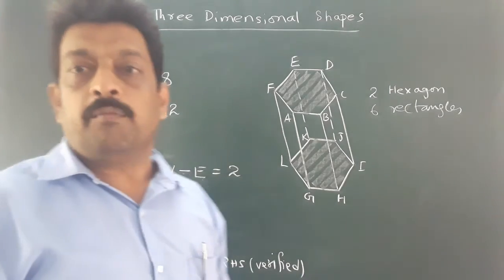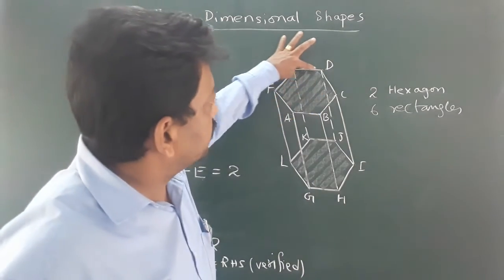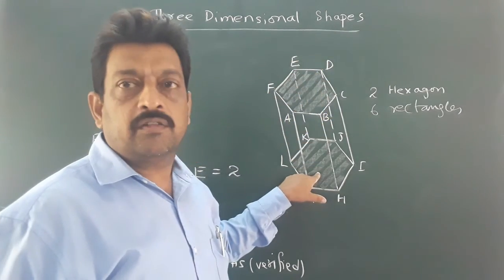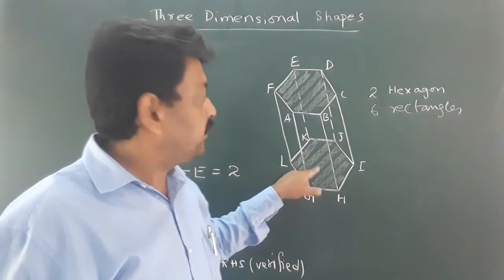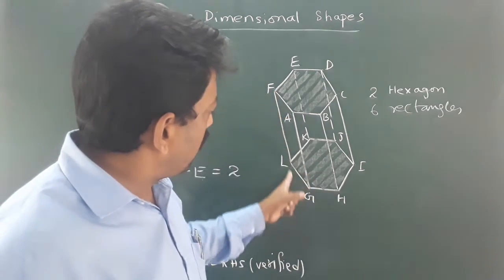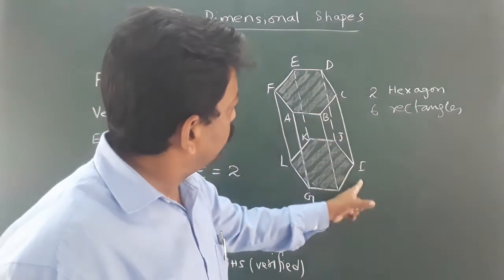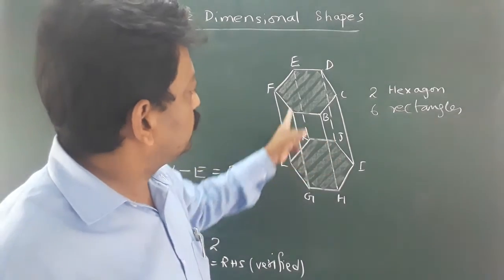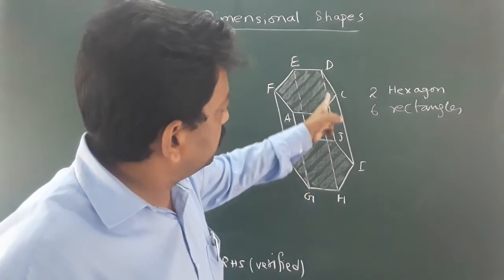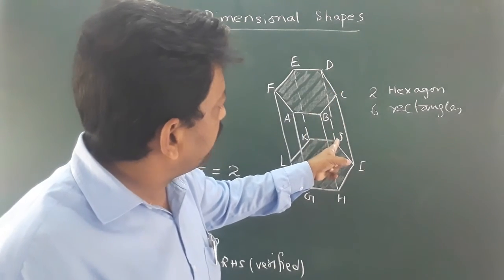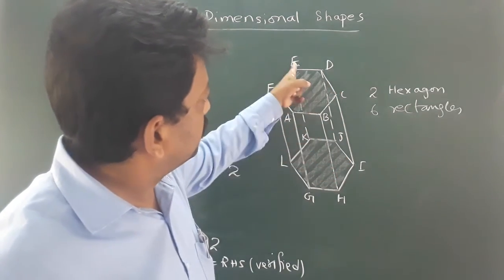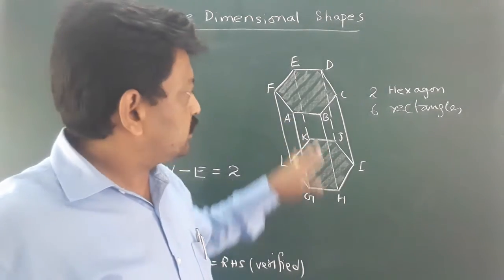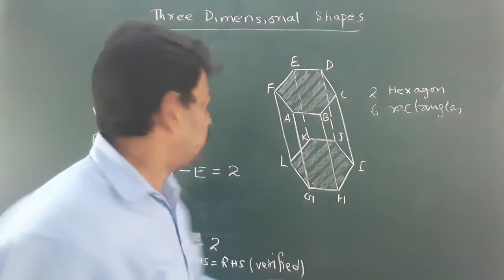And the number of edges. Count the lines for this hexagon, the top one. 6 lines means 6 edges. For this hexagon, 6 edges. 6 plus 6, 12. And you can see there are 6 lines. 1, 2, 3, 4. Backside DJ. 1, 2, 3, 4. 5, this backside EK, that is also one edge. 6. So all total 6 plus 6 plus 6, that is 18.